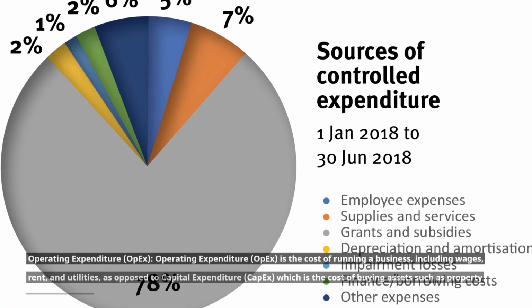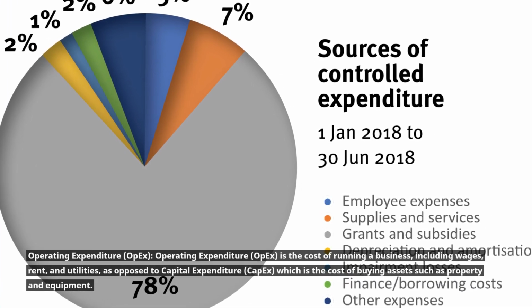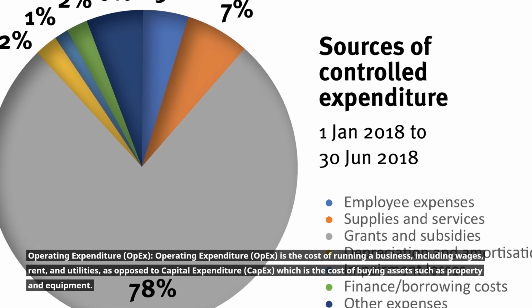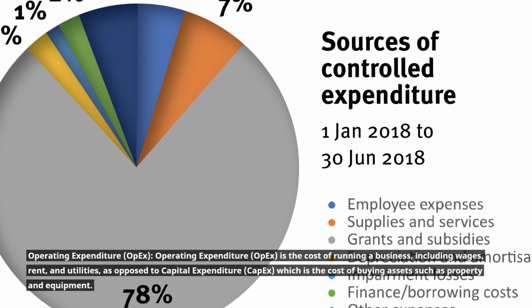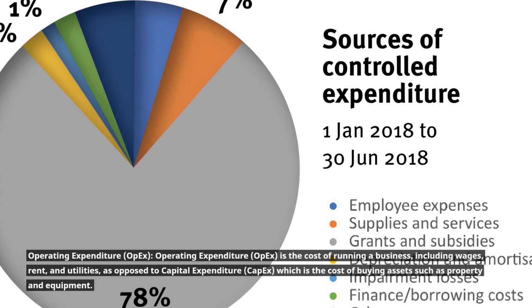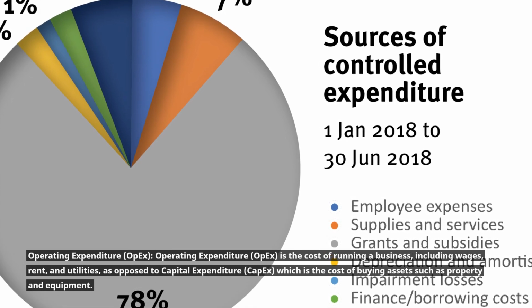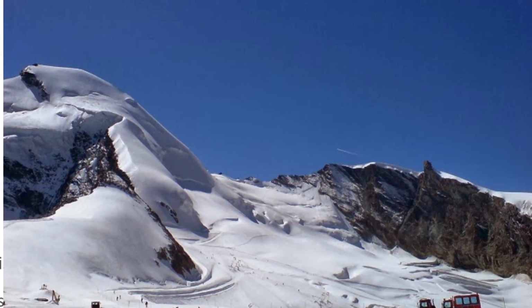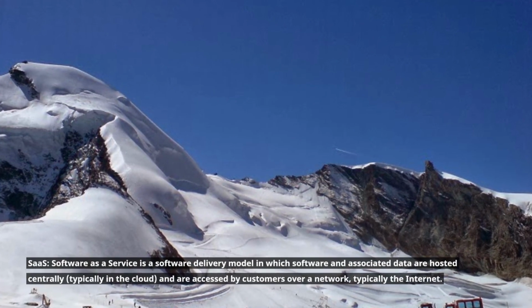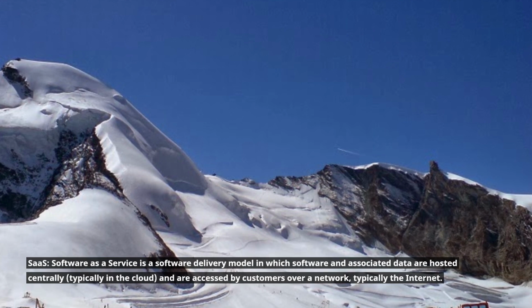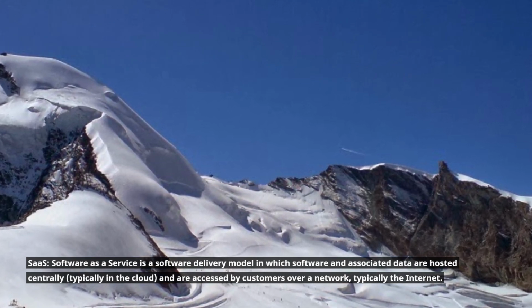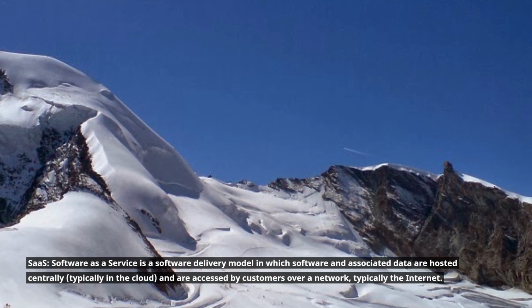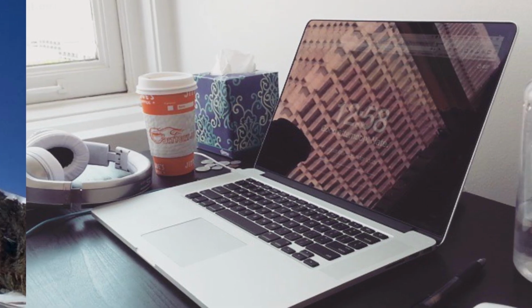Operating Expenditure, OPEX. Operating expenditure, OPEX, is the cost of running a business, including wages, rent, and utilities, as opposed to capital expenditure, CapEx, which is the cost of buying assets such as property and equipment. SaaS. Software as a Service is a software delivery model in which software and associated data are hosted centrally, typically in the cloud, and are accessed by customers over a network, typically the Internet.